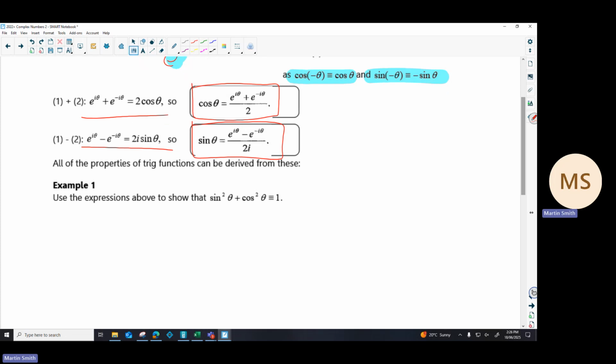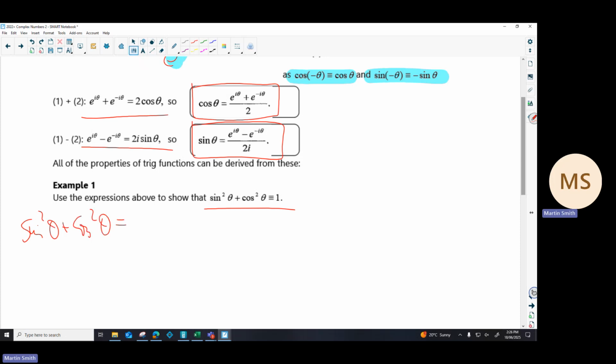So I'm going to use these to prove two things. The first of which is just nice. I'm going to prove one of our standard trig identities using these identities. And then the second one is more illustrative of something we might possibly need at a later stage. So it says use the expressions above to show that sine squared theta plus cos squared theta is always equal to 1.